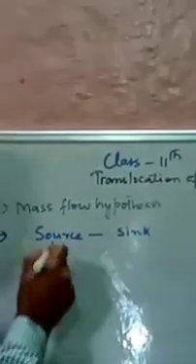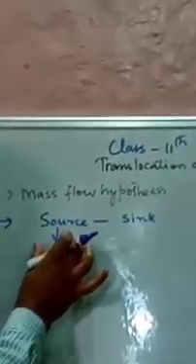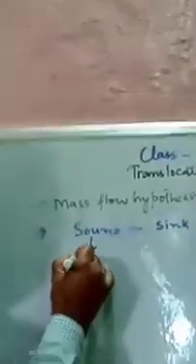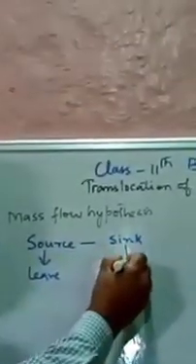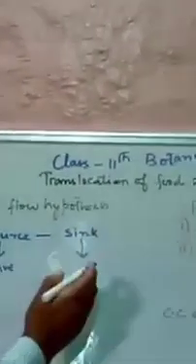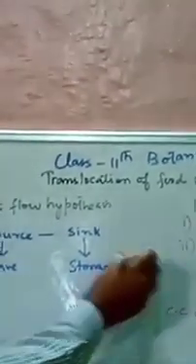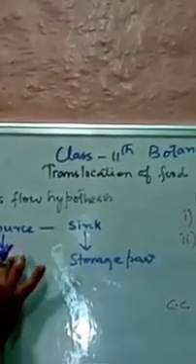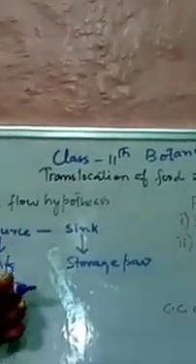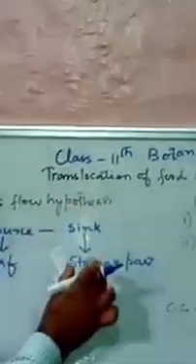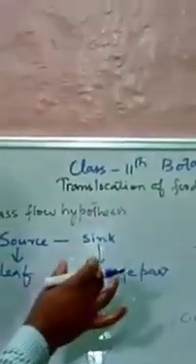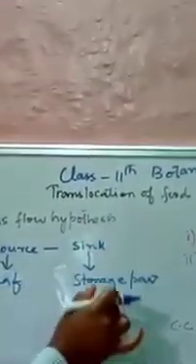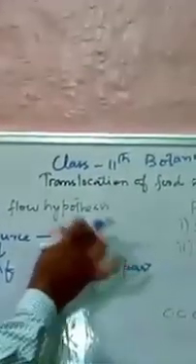Source is where the food is being prepared, that is the leaf, and sink is the place where this food is stored, that is the storage part. So this food moves from source to sink. Source is simply the part where the food is manufactured, that is the leaf. Where it is taken, that is the stem, the roots, the fruits, where it is stored, is called the sink.